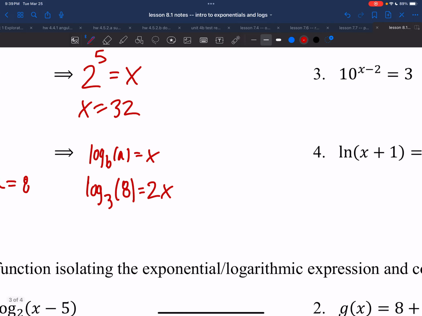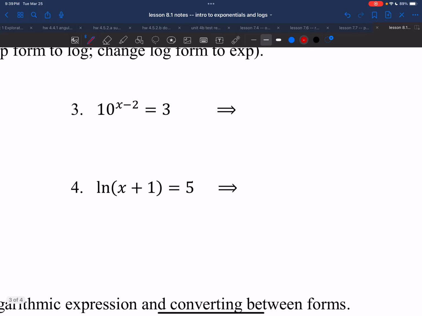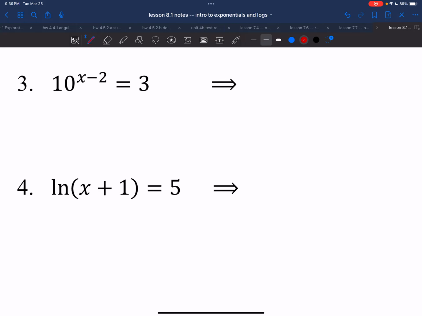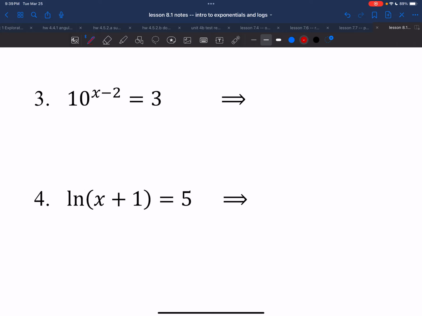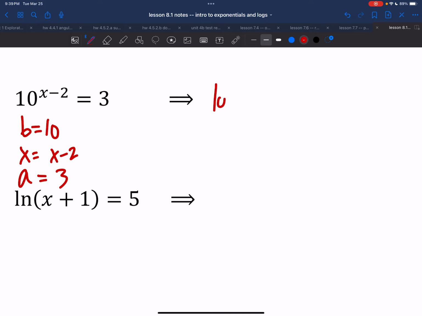So just practicing that, right? I might pause the video, see if you can get these two, all right? But I'll just go ahead and do them. The base here is 10. The exponent is x minus 2, and a is 3. So then it's log base 10 of 3 is the exponent, x minus 2. That's just logarithmic conversion. That's all it is.